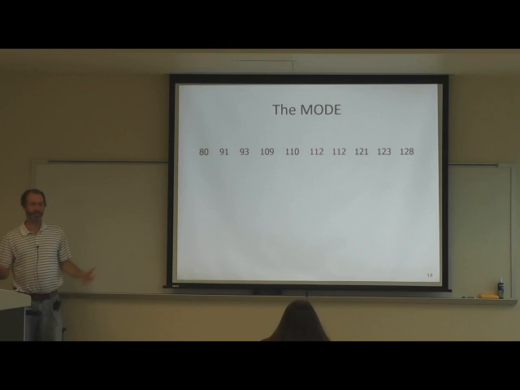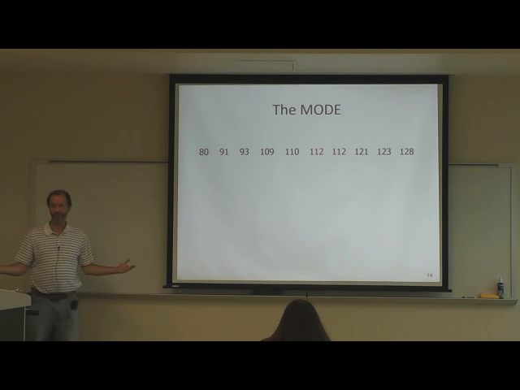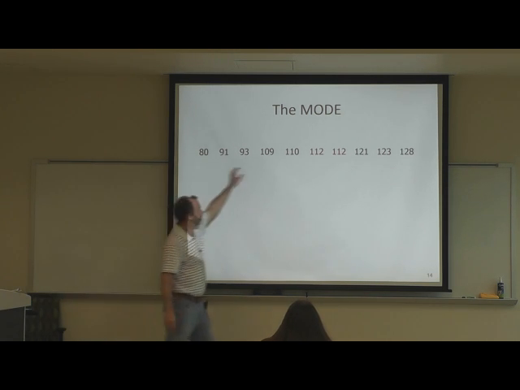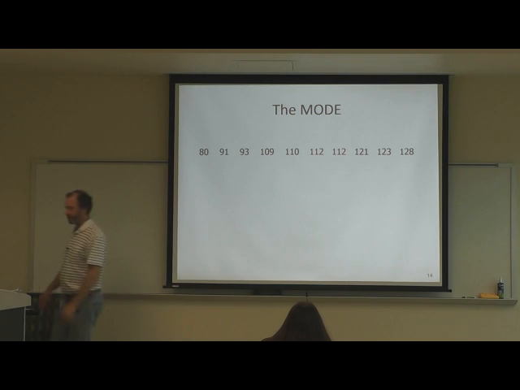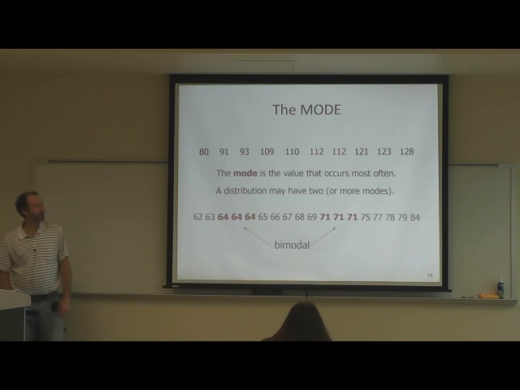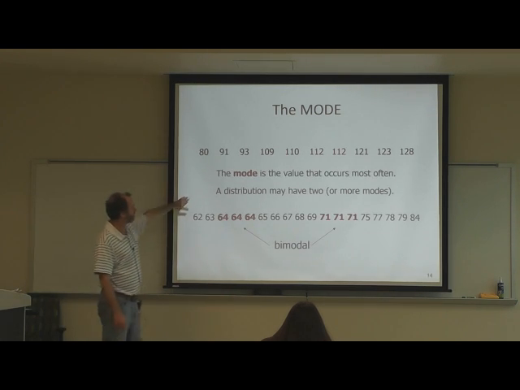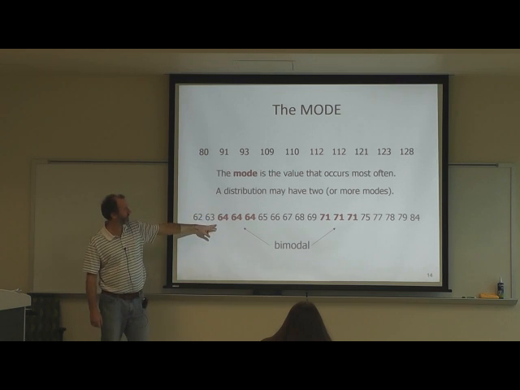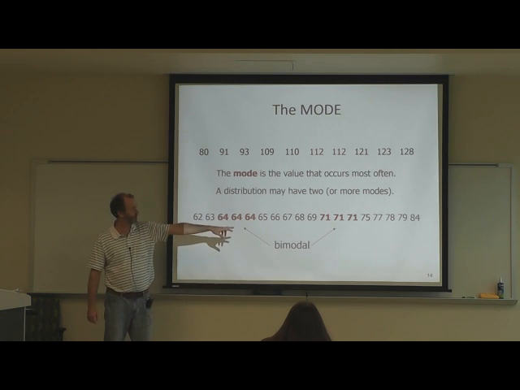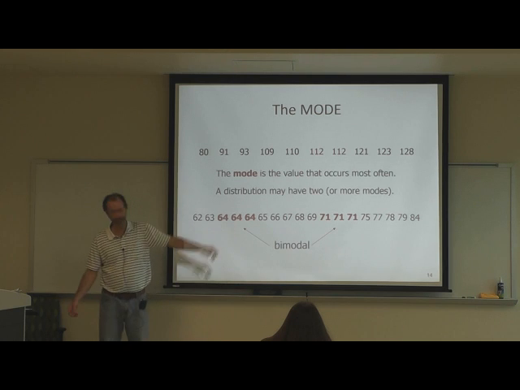This isn't that data set, but this shows you the mode. It's the number that's more common out of all the data, the value that occurs most often. The distribution may have more than one mode. This example is bimodal, so you have 64 and 71.